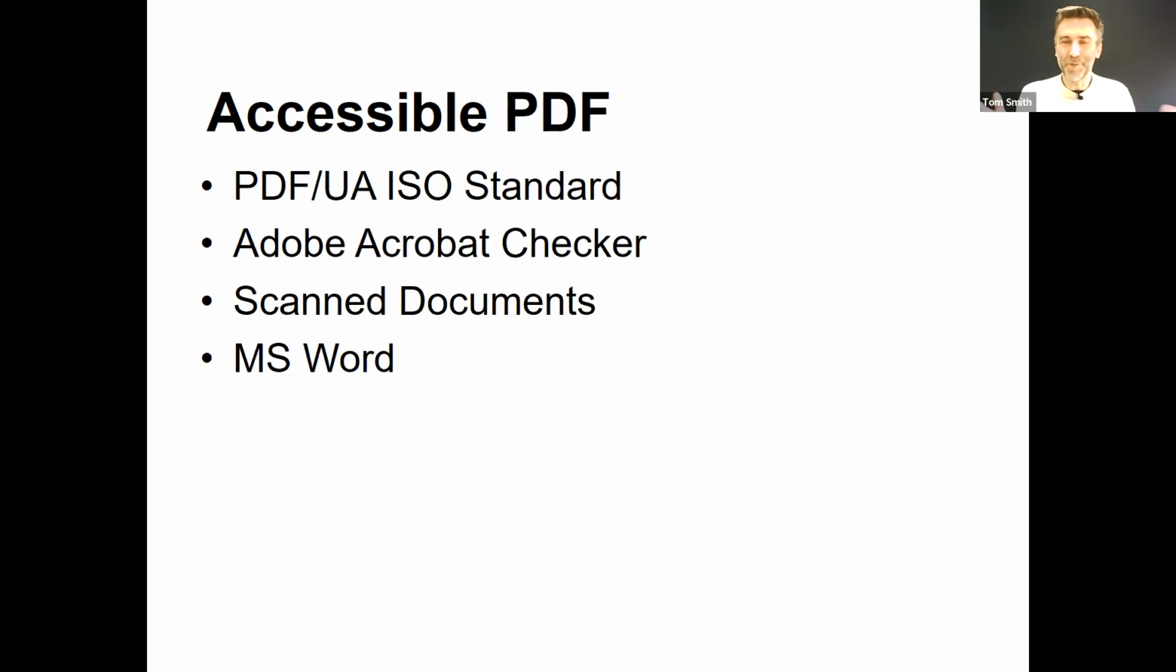Okay, and now the big one is accessible PDF. Yes, it does exist. I think people get a little bit shocked that there is actually an ISO standard for PDF. PDF has an accessible standard that's called UA, which stands for Universal Accessibility. A was already taken for PDF archive, so be careful that PDF A is different from PDF UA.